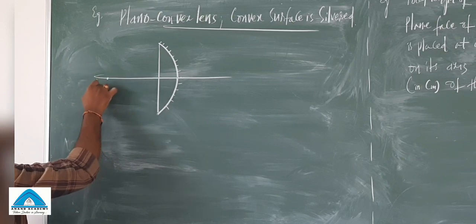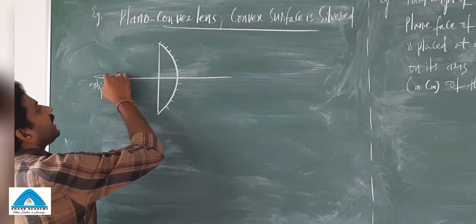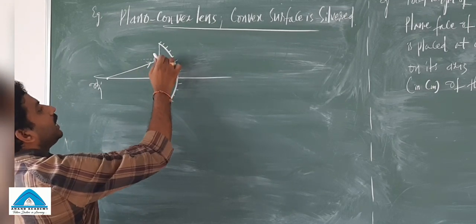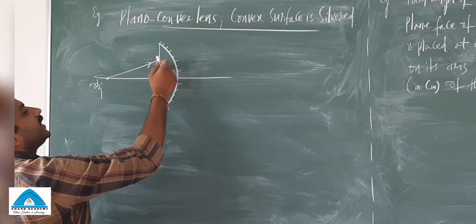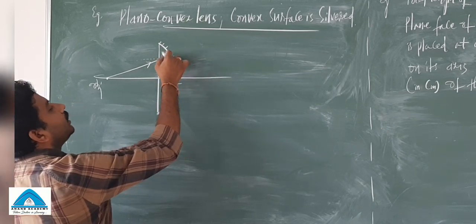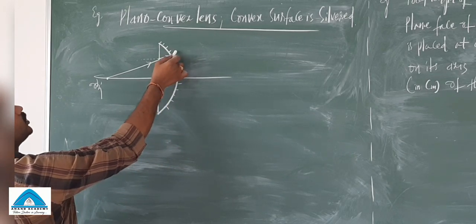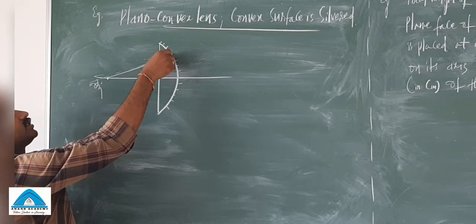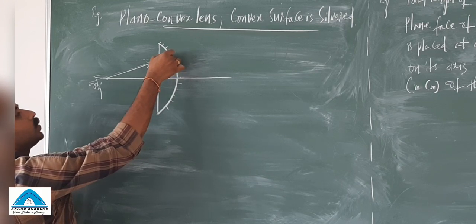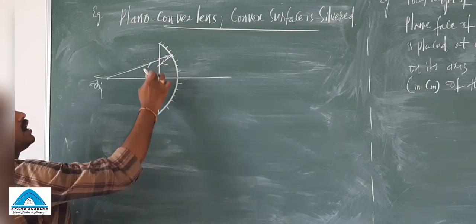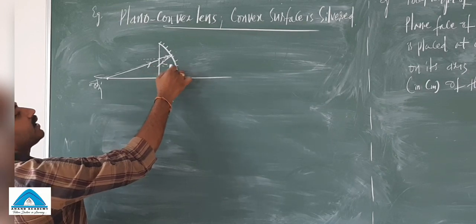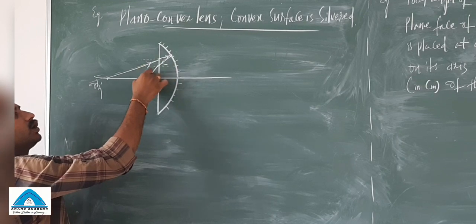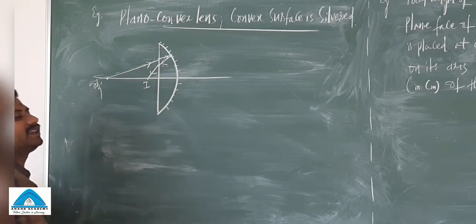There is an object which is placed here. A light ray is incident on it. This is the normal line I have drawn. The light ray is moving from rarer to denser, so it bends towards the normal. At this point, again I have to draw the normal line. The light ray moves according to the laws of reflection: angle of incidence is equal to angle of reflection. Again I draw the normal line at this point. Light is moving from denser to rarer, so it will bend away from the normal. And see, the image is formed here.